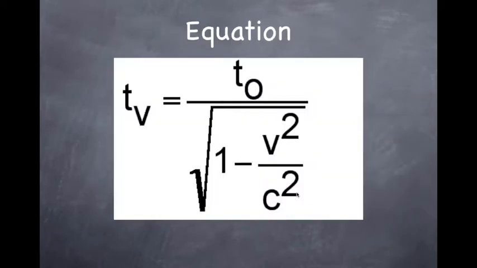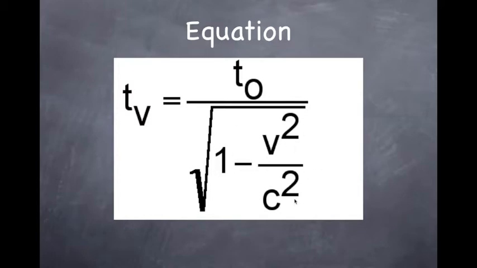So the formula for this is this. You have TV, which is the time dilation factor, or the new time, is the original time, and then you have this term right here. Sometimes this is called a gamma term. It's just the square root of 1 minus v squared over c squared.